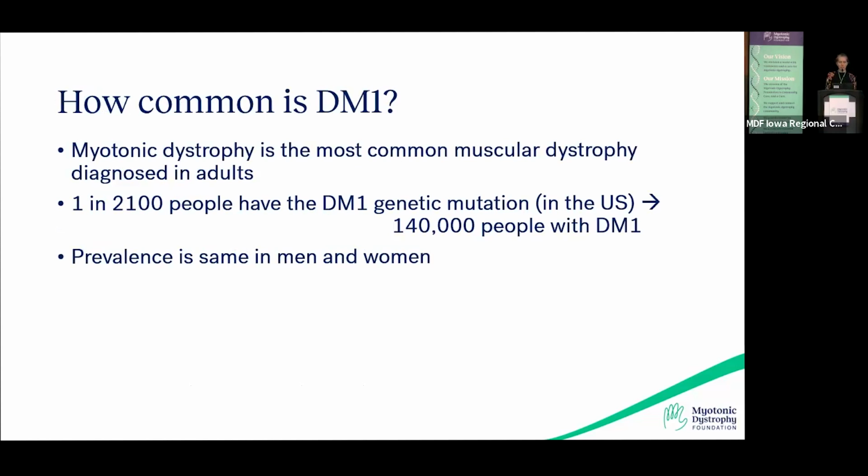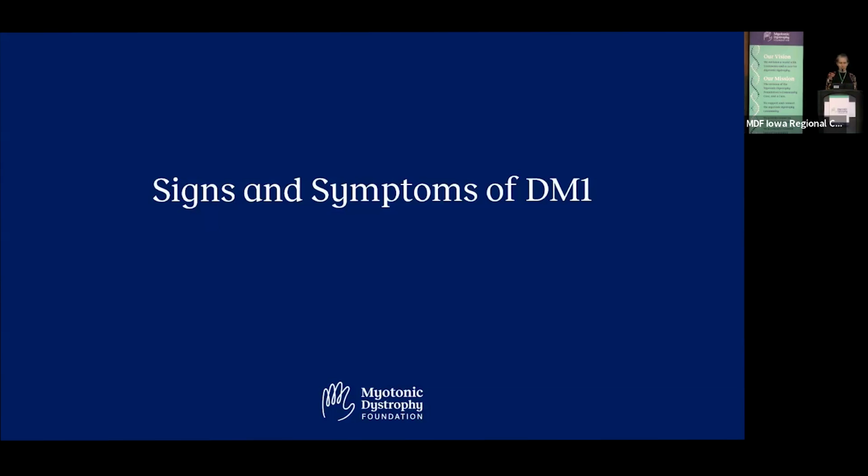Myotonic dystrophy is the most common muscular dystrophy diagnosed in adults. Even though it's the most common muscular dystrophy, it is a rare disease. About 1 in 2,100 people have the DM1 genetic mutation within the US, and that comes out to about 140,000 people with DM1. So it is not that common. The prevalence is the same in men and women, and we'll talk about that a little bit later on.